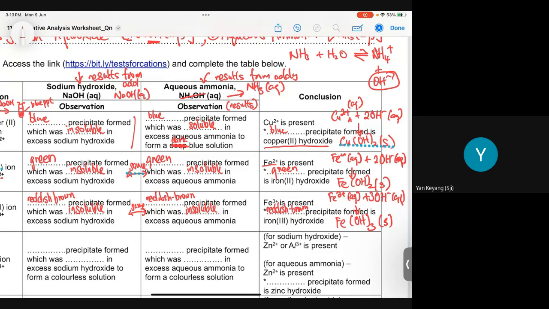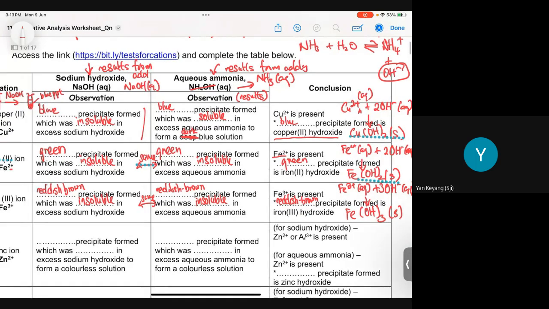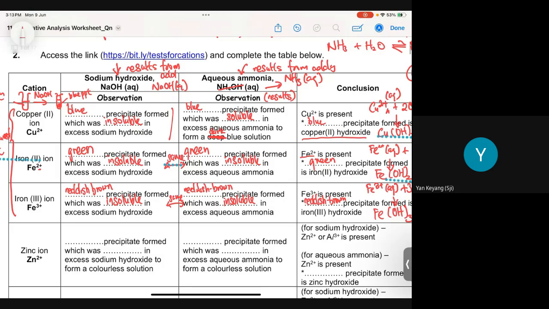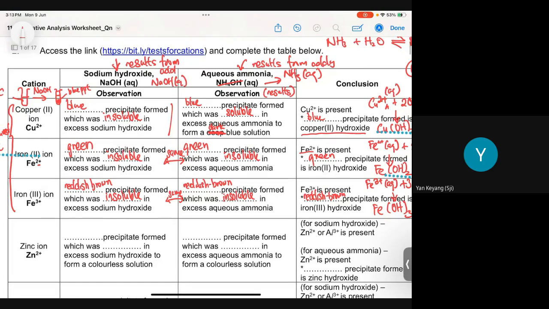Okay? Now, so then the question is here. I'm testing for cation ions. Based on the results, I know copper 2, iron 2, iron 3. Where did the copper 2, the iron 2 and iron 3 come from?